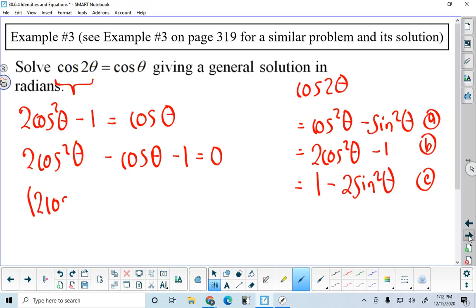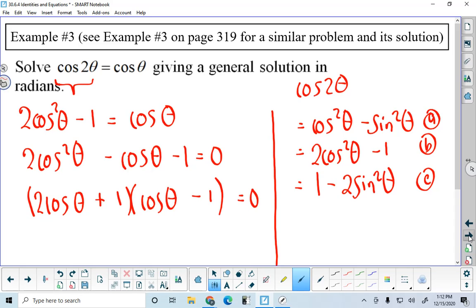This is going to factor. Let's see, must be 1 and 1. I think if we play around with this a little bit, I'm going to want some help here. Not because I need it, but I want to keep you guys engaged. Does that look like it's factored right? In other words, if we FOIL it out, does it give us 2 cos squared minus cos minus 1?